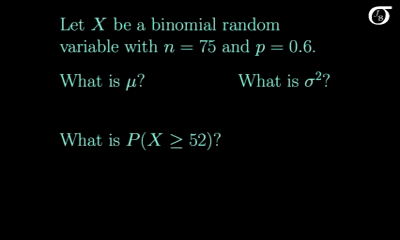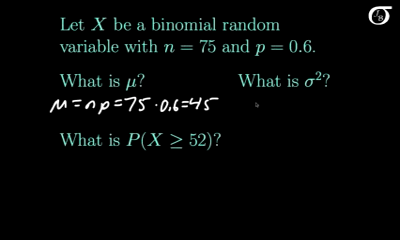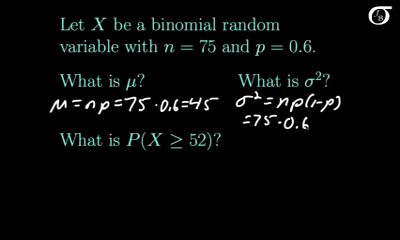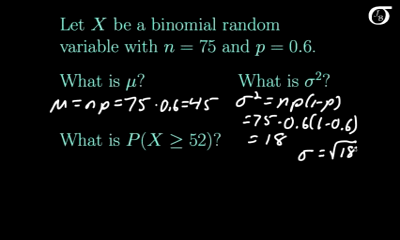So let x be a binomial random variable with n of 75 and p equal to 0.6. What is mu? Well, we know mu is equal to n times p, and that's going to be 75 times 0.6, and that works out to 45. What is sigma squared? n times p times 1 minus p, and that is going to be equal to 75 times 0.6 times 1 minus 0.6, and that works out to 18. And so our standard deviation is simply going to be the square root of 18.